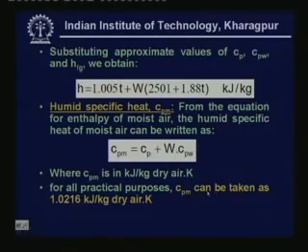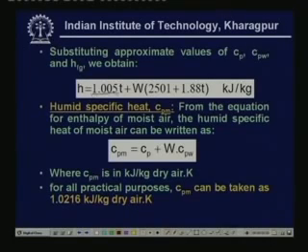So substituting approximate values of Cp, Cpw and hfg, we obtain this expression: h = 1.005 T + W (2501 + 1.88 T). This is obtained by taking a specific heat value of 1.005 kilojoule per kg Kelvin for dry air.